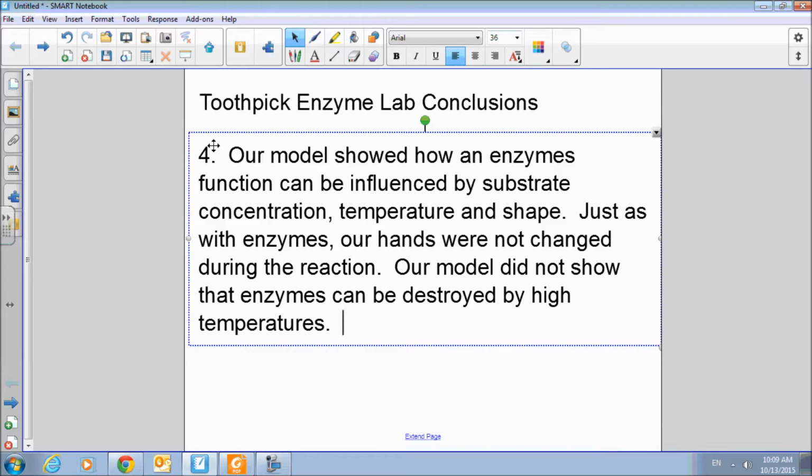What type of reaction did we show by breaking the toothpick? What's the reaction called that breaks molecules down that we studied? It's going to be on your quiz Friday. Yeah? Katie? Hydrolysis. Do enzymes just break molecules down? No, what else can they do? What other types of reactions can they catalyze? Yeah? Did we build anything in our simulation? Absolutely not.